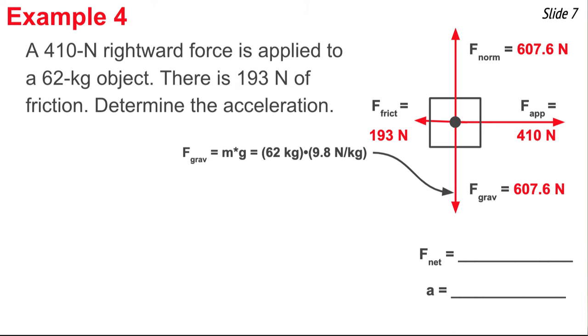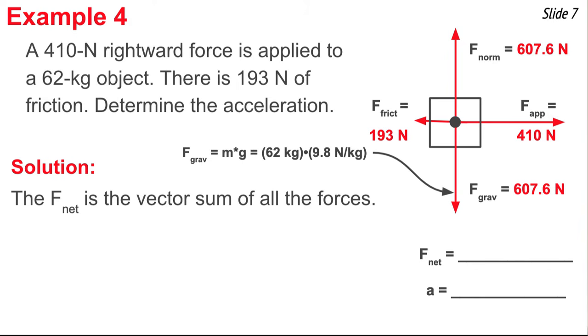That's also the normal force value. These two will balance. But there will be no balancing in the horizontal direction, so there's more rightward force than leftward force. So the result is we'll have a net force. So the first step of the solution is to calculate that net force as the vector sum of all the forces. Take the force in the direction of the acceleration, the 410 newtons, and subtract from it the force that opposes it, 193 newtons. You'll get 217 newtons to the right as the net force.